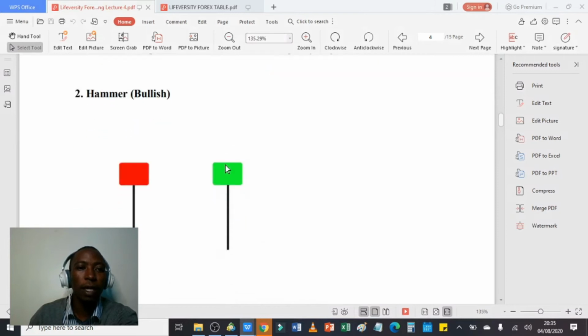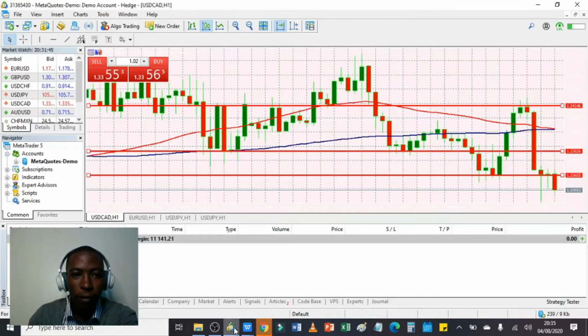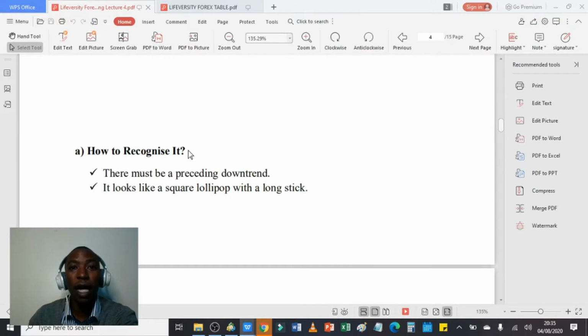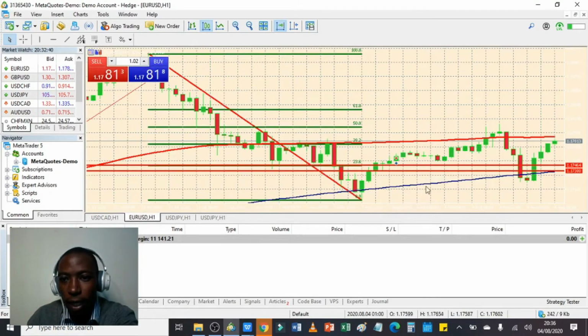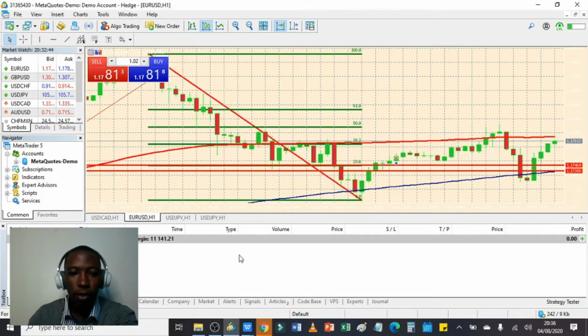Let's head over to the second pattern, a hammer stroke bullish. It is a bullish pattern. Let's look for a hammer from our chart, and I can locate one here. This one is a hammer, and basically a hammer tells you that the bulls are in control again. How to recognize it? There must be a preceding downtrend. On the Euro USD, you can see there is a downtrend. Then we have a hammer here. So let's see how to recognize it and how to trade it.